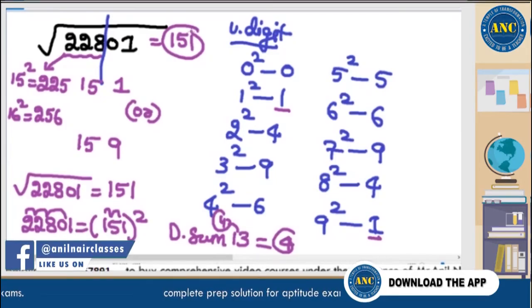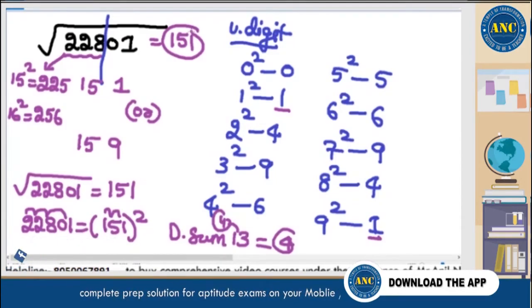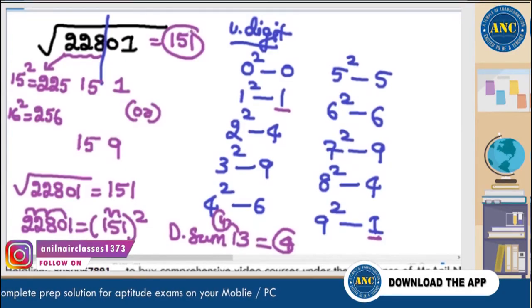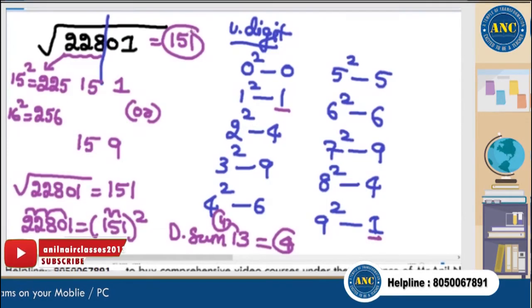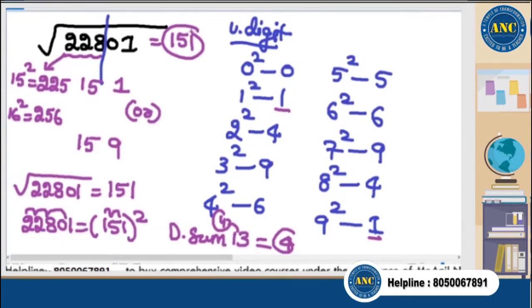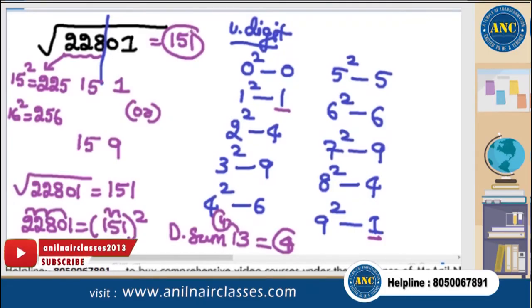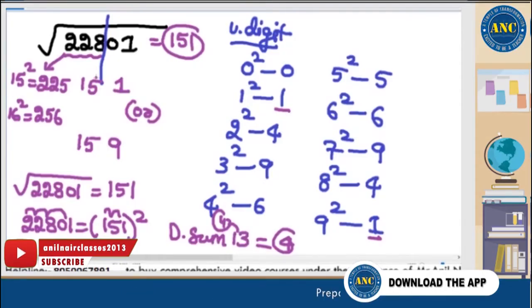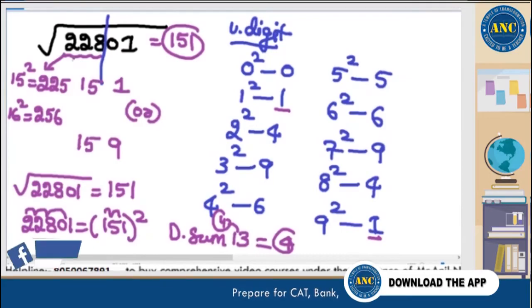Root of 22801. If you want to find out the value, keep a slash after every 2 digits. Unit digit is 1. 1 square is 1 and 9 square is 9. Take the remaining number. 15 square is 225, 16 square is 256. The answer will be either 151 or 159.